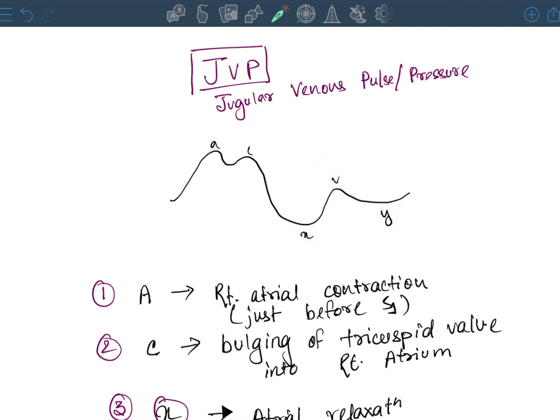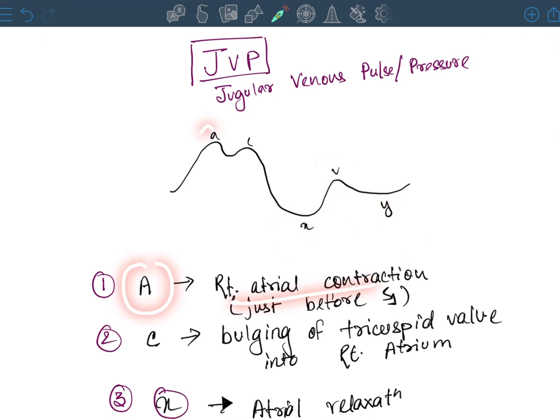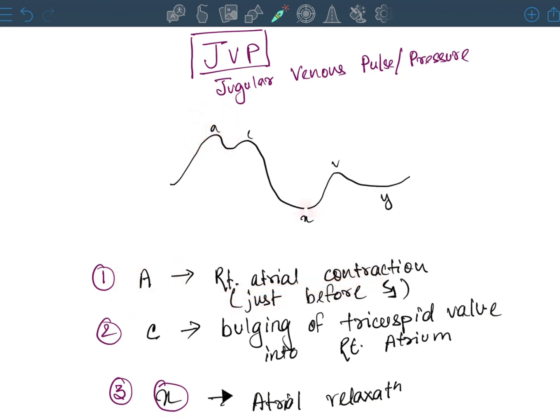So what does it signify? A stands for right atrial contraction, X is relaxation. C stands for bulging of the tricuspid valve into the right atrium. V stands for atrial filling and Y stands for atrial emptying. So A is contraction, X is relaxation, V is filling, and Y is emptying. And C stands for tricuspid bulge.